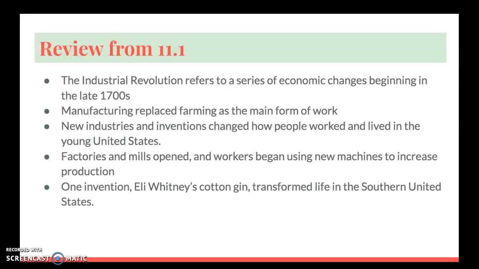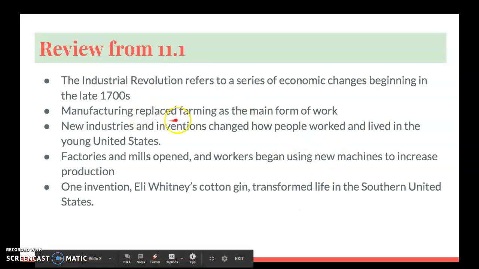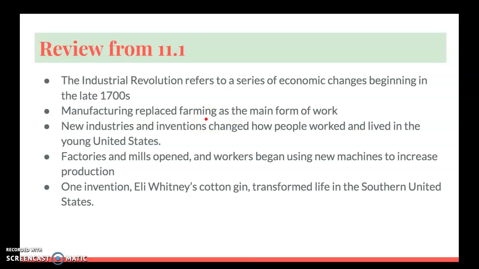So the Industrial Revolution is what we looked at in chapter 11.1. You guys are doing your research projects right now. I can't wait to see them. It refers to a series of economic changes beginning in the late 1700s. Well, what kind of changes, you might ask? Well, here's one. Manufacturing replaced farming as the main form of work in America.